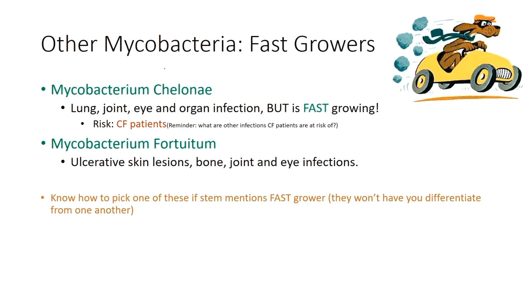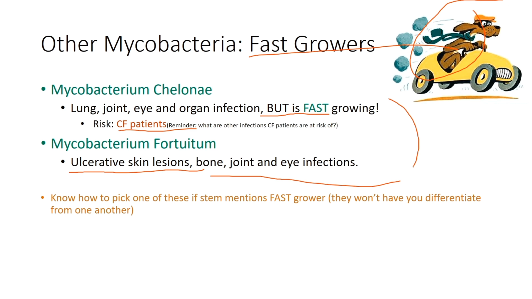Another two organisms are your fast growers. So this is our little guy from Go Dogs Go, if you've seen that video when you were like 4. Mycobacterium chelonae is one of our first fast growers. It causes lung, joint, eye, and organ infections, but it's very fast growing. So this is something you're going to see in CF patients. Mycobacterium fortuitum causes ulcerative skin lesions, bone, joint, and eye infections. So you're like, oh man, how do I differentiate them? Well, pretty much they write you a question where someone has acid-fast bacilli, they're negative on TB, and they're fast growing. And then guess what? Out of all your options, you're going to see one or the other. They're not going to put both and try to have you differentiate. You can't. There's not enough information provided to separate them. Pretty much you just need to know one or the other is going to show up as an answer choice. These are your fast growers.